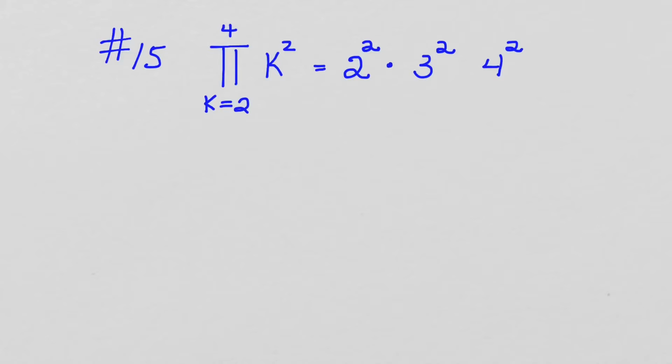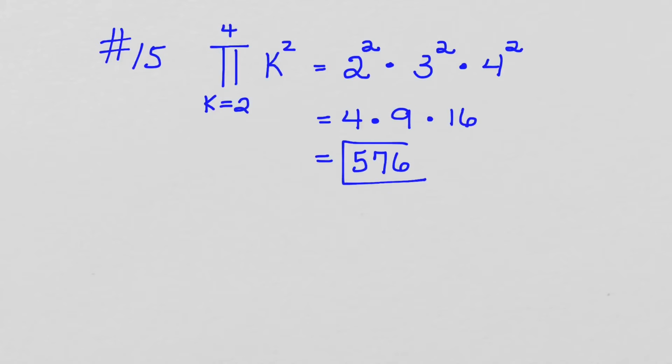And in this case, because we're working with a product, we're going to multiply our results together. So this gives me 4 times 9 times 16. And when I multiply those together, I get 576. So that's my final answer for this problem.